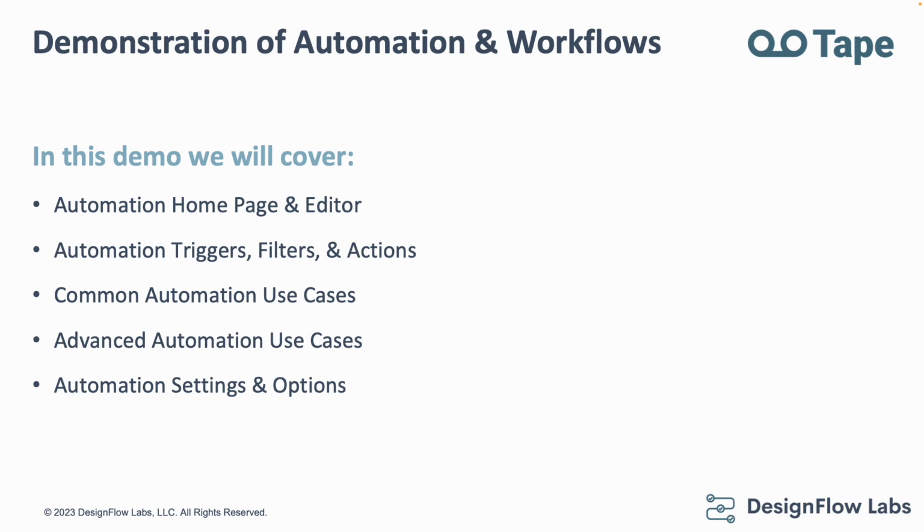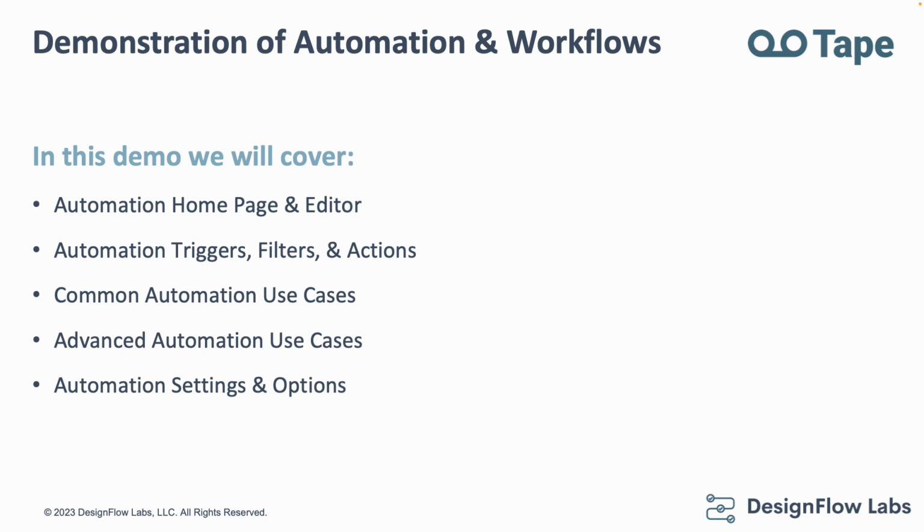So we're going to talk about the automation homepage and editor, just to get you acquainted with that. We'll talk about the key components of automation. Any automation needs a trigger to start the automation, potentially a filter, right? A set of conditions to let us know whether that automation should run. And then finally, if those conditions are met, what do we want the automation to do? What are the actions that we want to take?